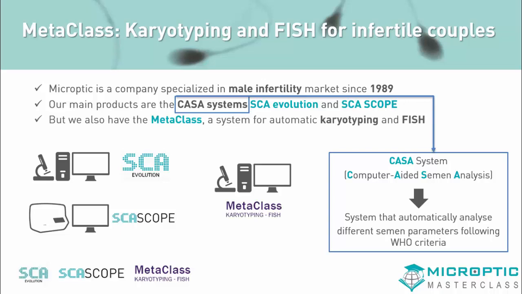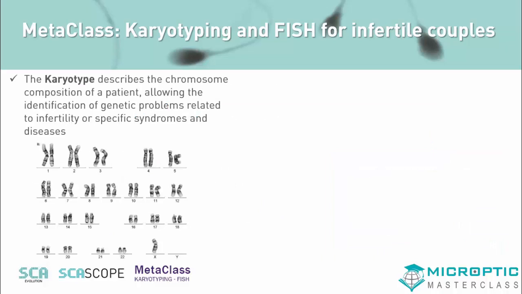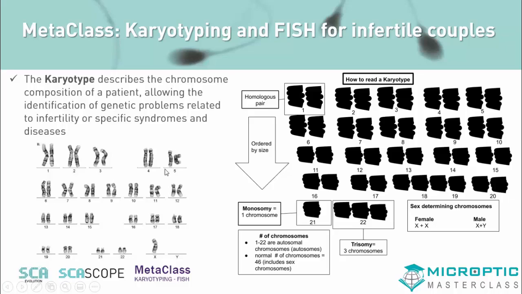But we also have the MetaClass, which is a system for automatic karyotyping and FISH. The karyotype describes the chromosome composition of a patient, allowing the identification of genetic problems related to infertility or specific syndromes or diseases. Here we have a typical karyotype. You can see the different chromosomes, and how to read the karyotype.